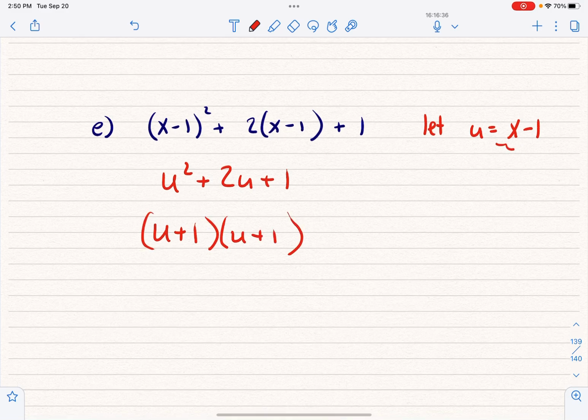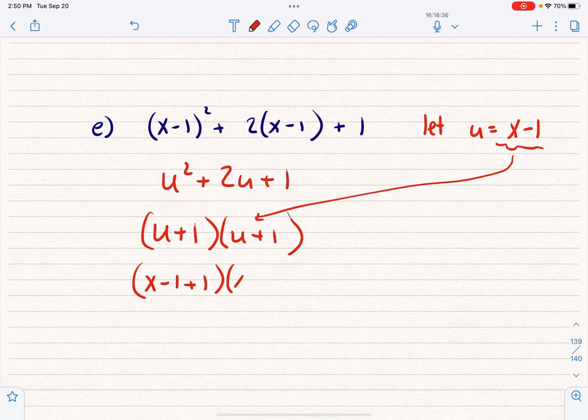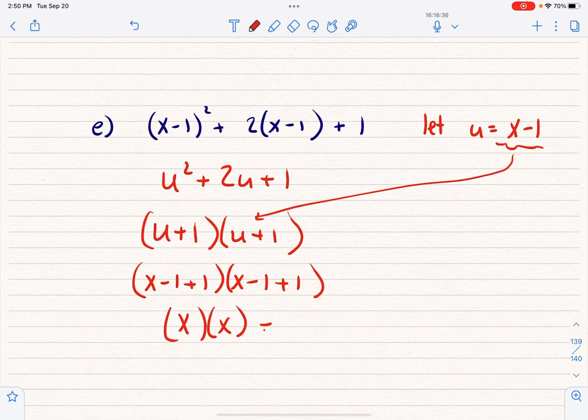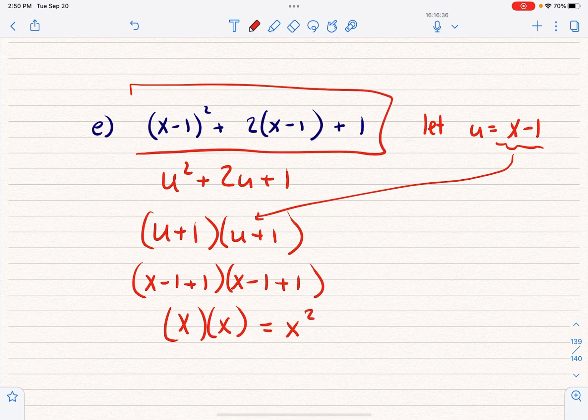Now that we've factored it, we resubstitute that back in place, which gives us x minus 1, that's the u, plus 1 times x minus 1, that's the u, plus 1. Well, minus 1 plus 1, those cancel out. So I'm left with x times x, which gives me x squared. So it's amazing that this thing right here factors down to something so simple.